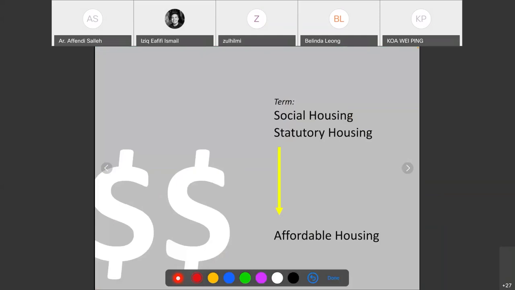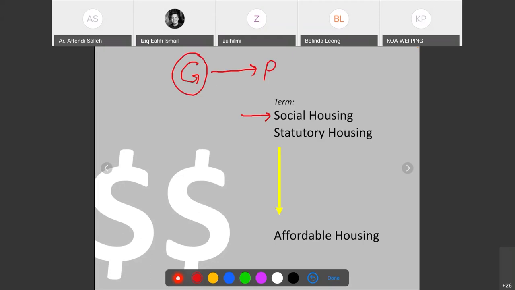Before I start, perhaps it's good to explain a bit about the term. I guess the terms social housing, statutory housing, and affordable housing are very much interchangeable. In the academic realm, the term social housing is very much in use, especially in the UK, the European academic milieu, and the US. In the States, they call it projects. In the UK, they call it flats. But very much so, it is social housing. It denotes the meaning of the government providing houses to its population. As simple as that. This is a government-sanctioned dwelling.